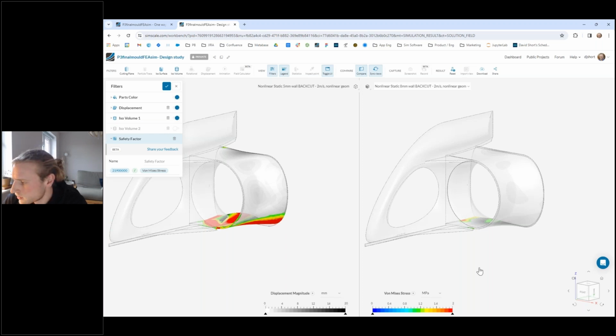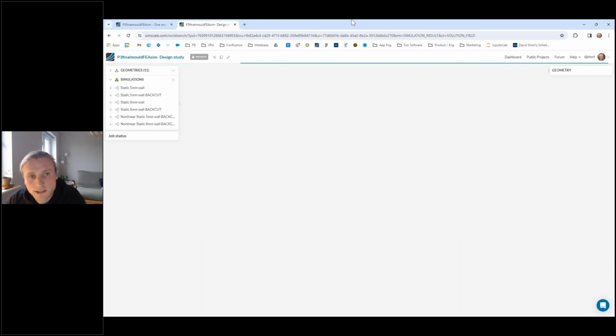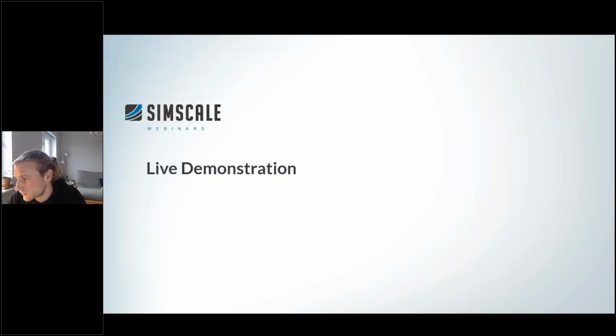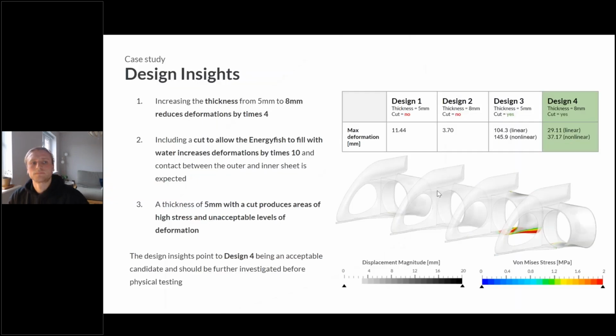Okay, so that is a very quick run through of the design study that we went through, and I've summarized that in the slides here. So if we jump back to the slides quickly, here are the design insights that we've got out of the project. Remember, this is early stage concept design, and we want to know which designs are definitely not acceptable, and which designs have high potential and we should investigate further.